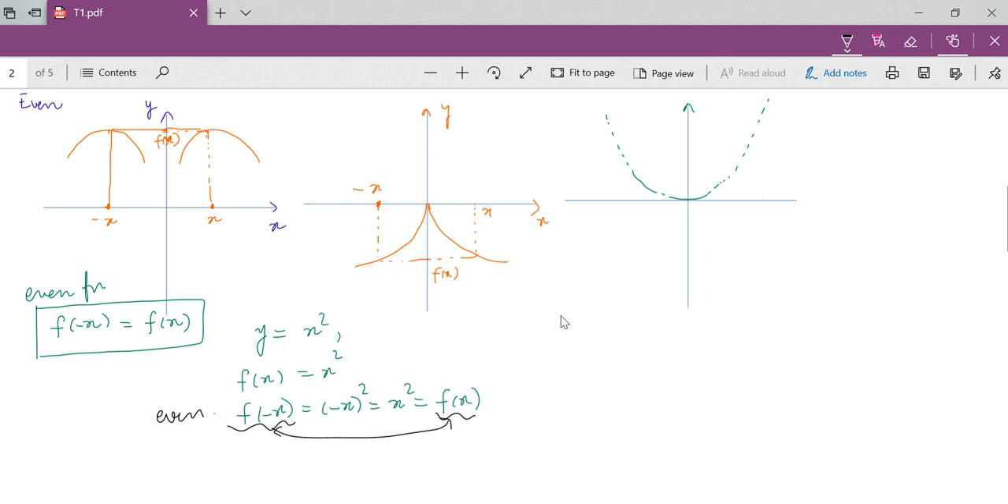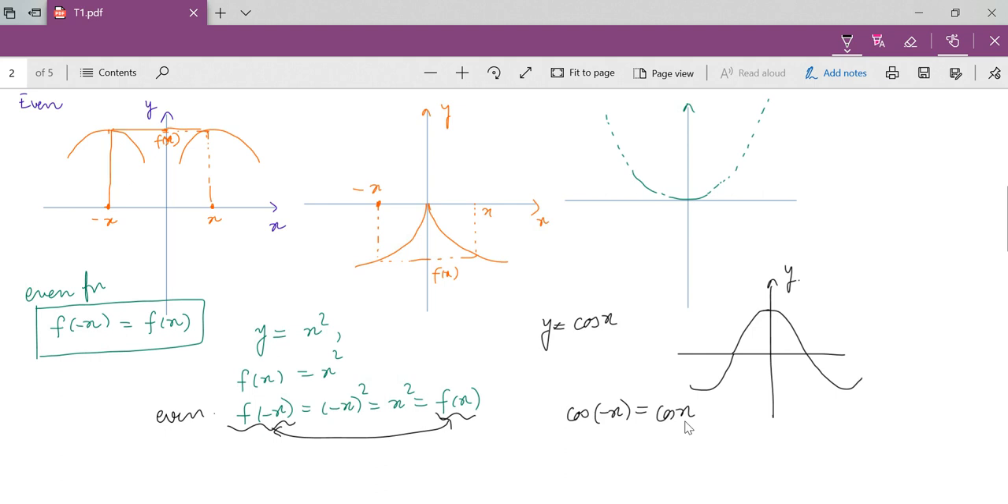Any other function? Cos of x, an elementary function. If you draw your cos of x, how does it look like? This, right? Again, you can quickly see that it's an even function because it is symmetric around the y-axis. And even algebraically, if you need to check, go ahead. Because cos of negative x is cos of x, right? That means f of minus x is the same as f of x. Because whatever value you take here, the equal and opposite value will take the same function value. So this is what an even function is about.